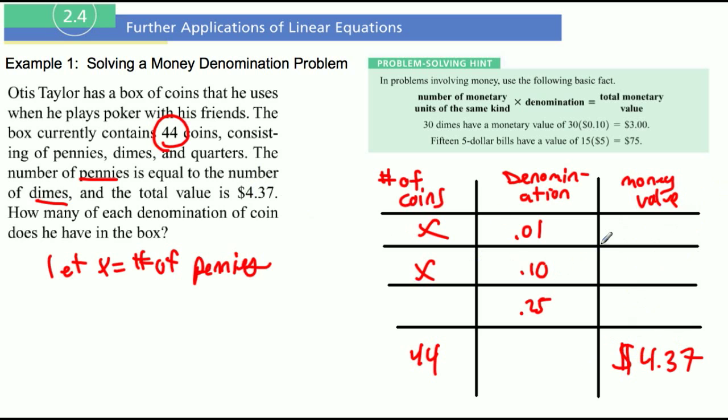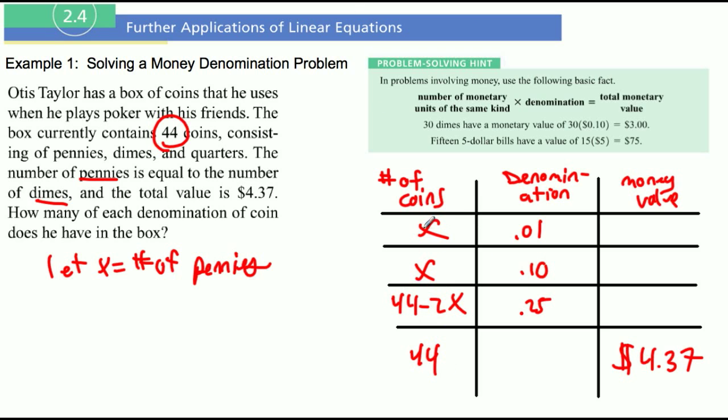Okay, so let's see if we can get this right here. We know there are 44 coins all together, and we know this is x, this is x, so wouldn't it make sense that this right here is 44 minus 2x? You might say, no, that doesn't make sense. This is how I figured that out.